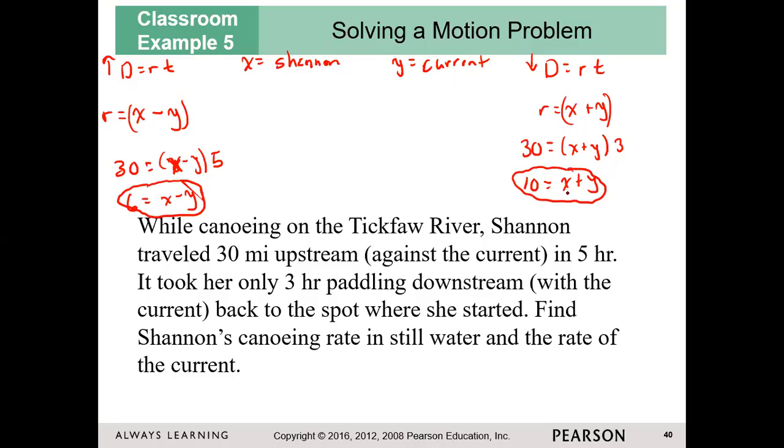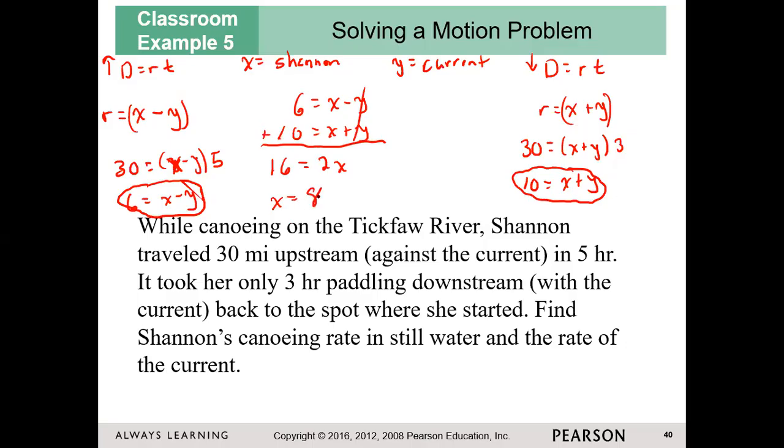So we can use elimination to do that. As a matter of fact, we already have opposite coefficients. So we have 6 is equal to X minus Y. We have 10 is equal to X plus Y. We can add these equations together to get 16 is equal to 2X. Again, the Y's eliminate. X is equal to 8.